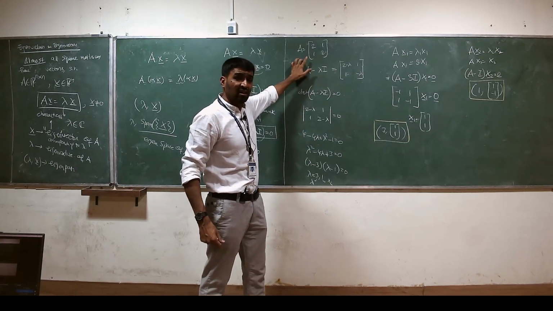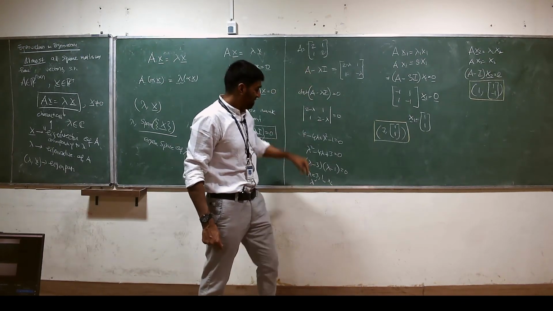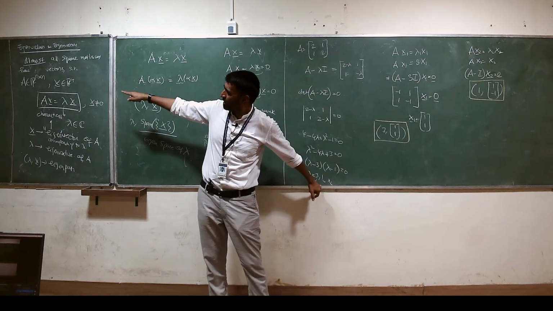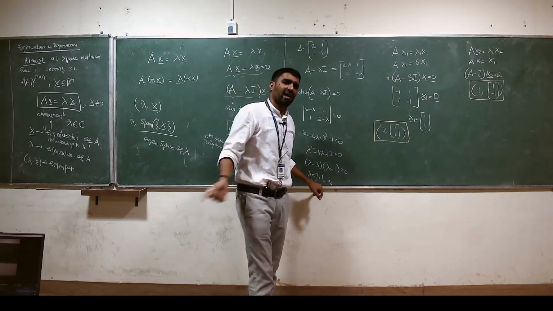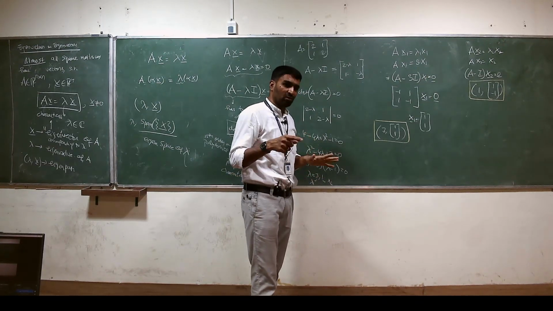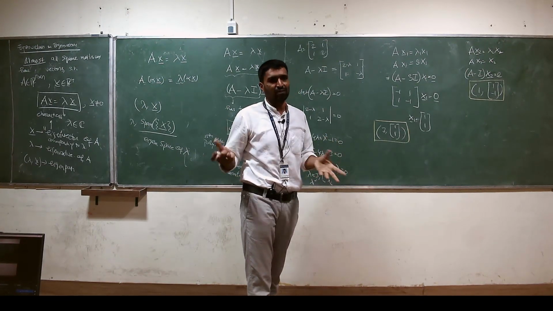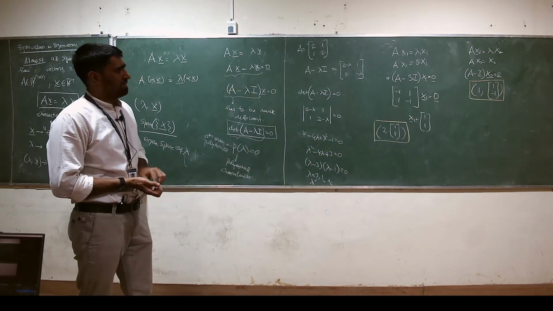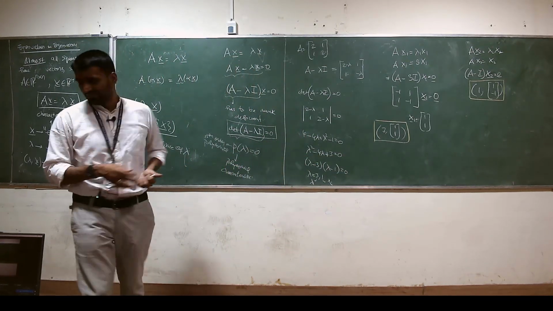Okay. And in general, an n cross n matrix will have n eigenvalues, and if it's a good matrix, then it will have n eigenvectors as well. It turns out the bad matrices will still have n eigenvalues, but they might not have n eigenvectors corresponding to the n eigenvalues. Okay.